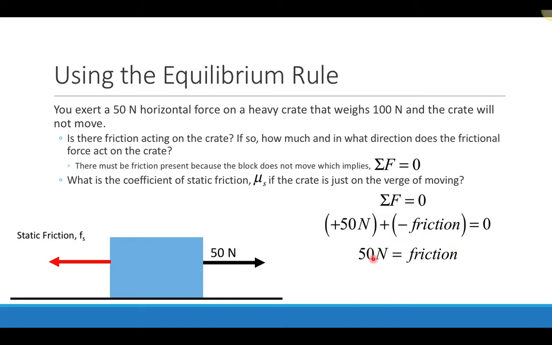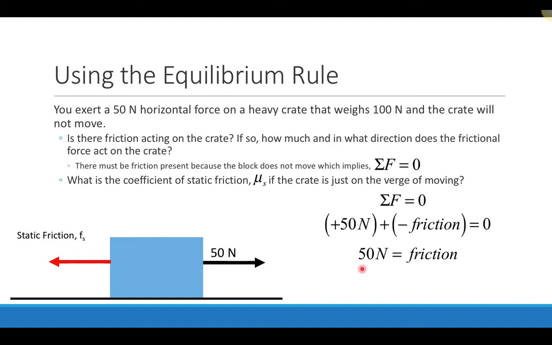If the block is just sitting there and no force is applied, then the static frictional force is 0. So the amount of static friction on an object depends on how much force is applied. Eventually, if you apply enough force on this object, the object is going to start to move. At that point, you've reached the most amount of static friction that you can have. Under those circumstances, the most static friction you can have is directly proportional to the coefficient of static friction and the normal force. The second part of this question asks: what is the coefficient of static friction if the crate is just on the verge of moving?